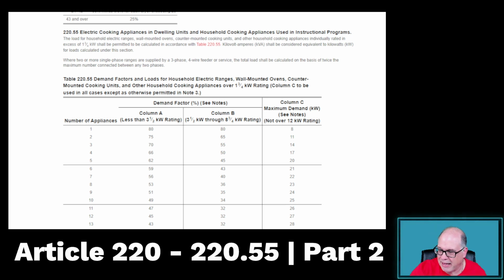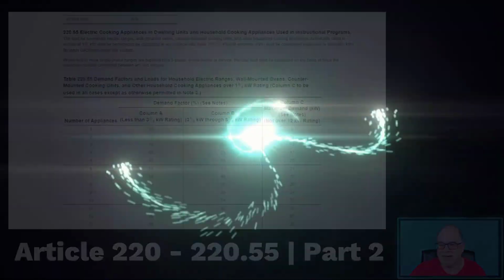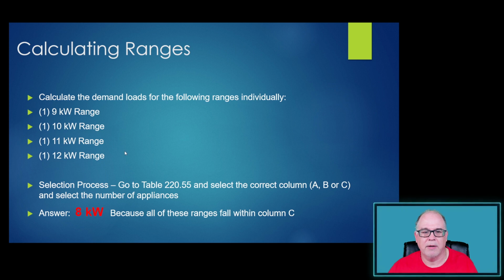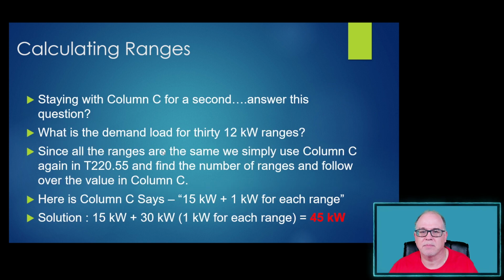Okay, so let's go back to the presentation here, the PowerPoint, so I can explain that. All right, so if you look at our example, no, it wasn't a trick question. Basically, 8 kW is what you're going to use for all of these because they all fall under column C, and this one range is 8. Now, if we were doing a calculation, and we will later, where we have multiple ranges, then it's a little something different. But right now, I just wanted to know what the individual rating was for each one of these ranges. And it's 8 kW. See how that works? Okay.